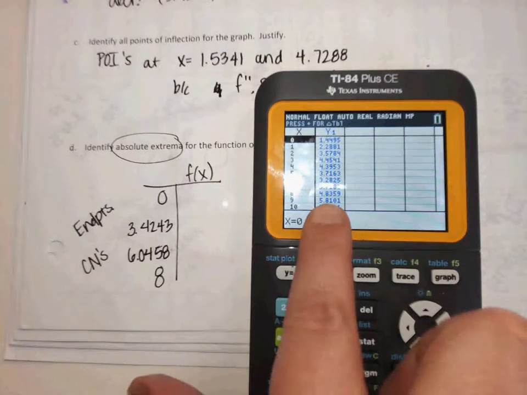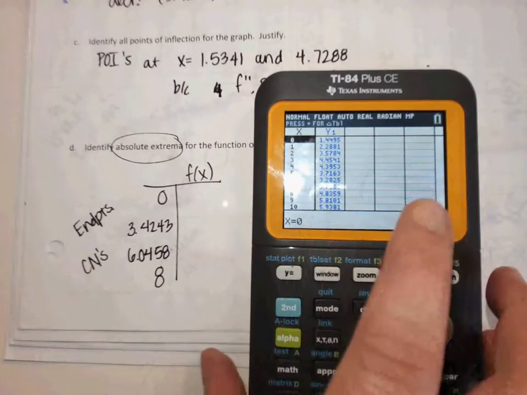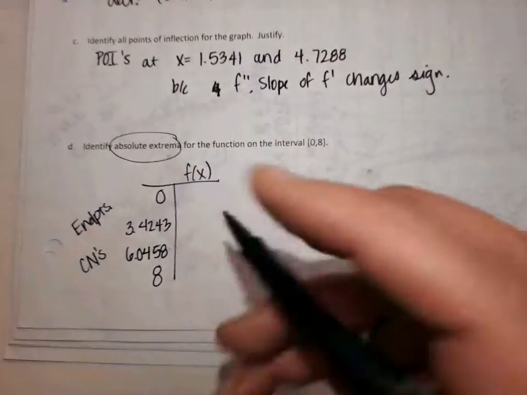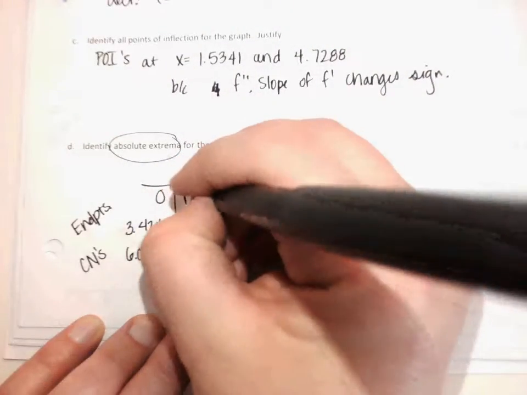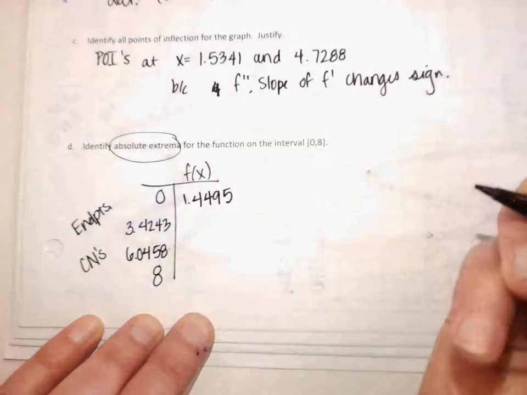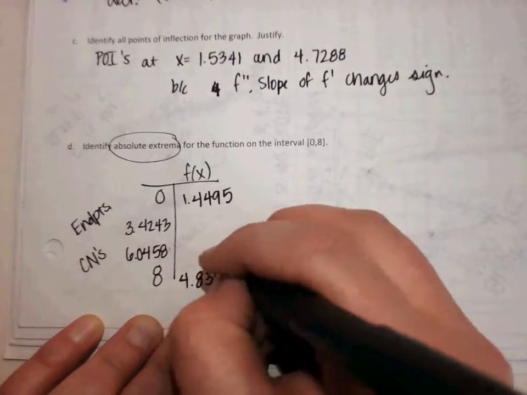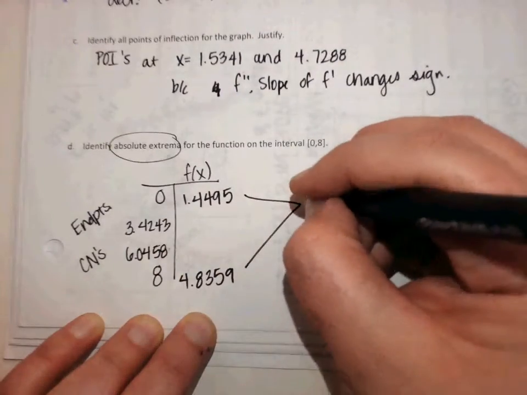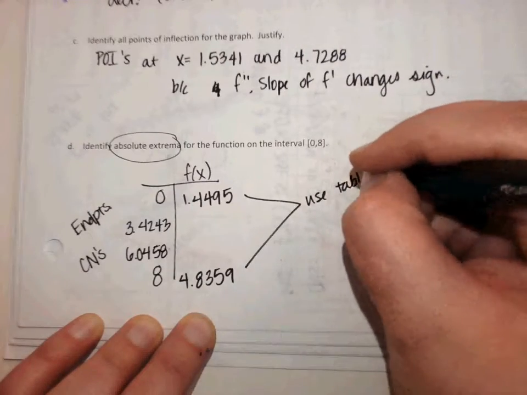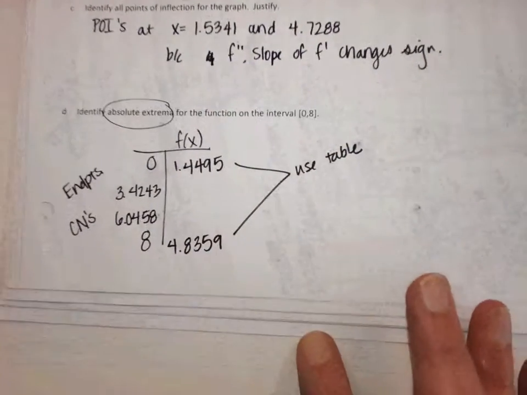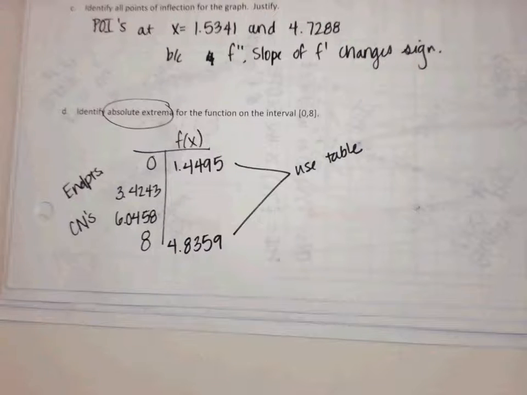Okay, so at 0, what's my value? 1.4495. At 8, do you see it's 4.8 down here? Okay, so I'm going to record those two. So 1.4495, and then 8 is 4.8359. Those two, I was able to use the table because they're whole numbers. But for the ones that are not whole numbers, I'm going to show you a shortcut. Look up when you're ready, and I'll show you.